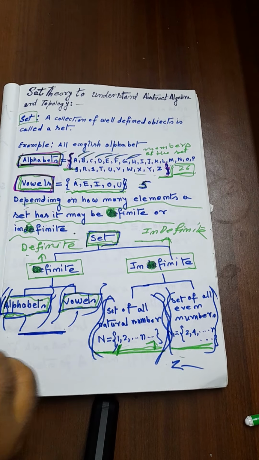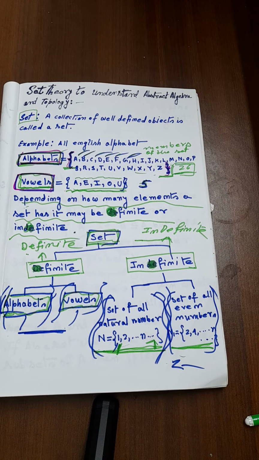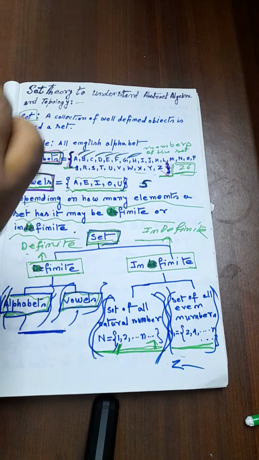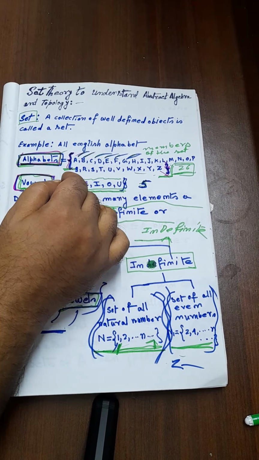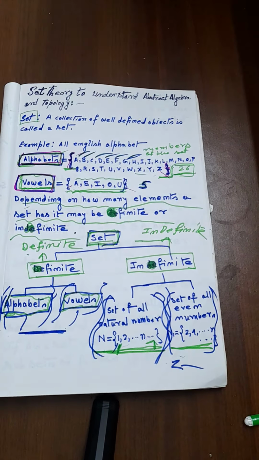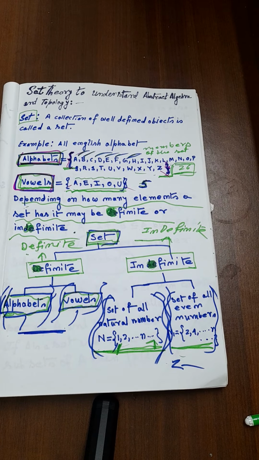For finite sets we know where the set starts and where the set ends. Like for alphabets we know it starts from A and ends at Z. For vowels we know it starts from A and ends at U, or we know only A, E, I, O, U are the members. And what is an indefinite set? For an indefinite set we may know the start, but we will not know the end.